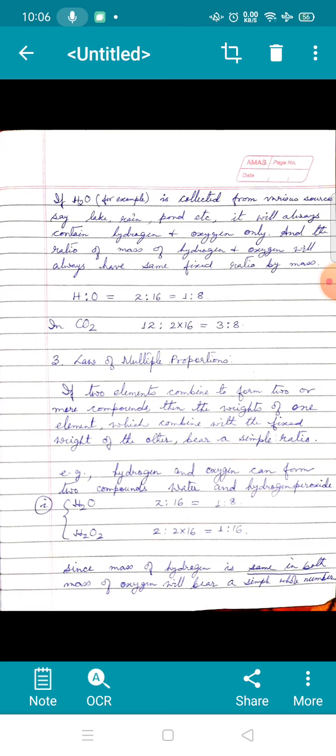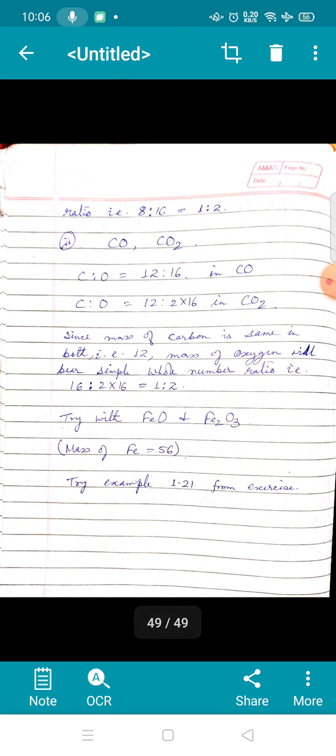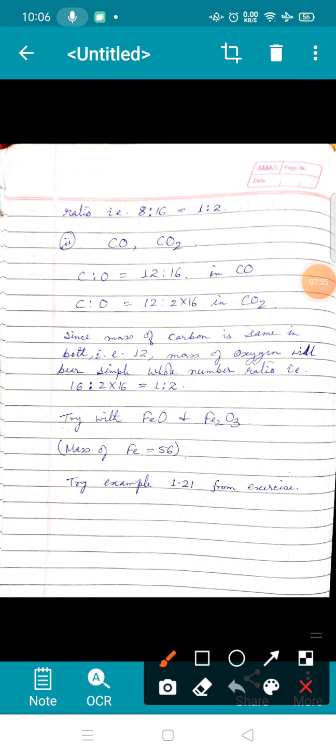Okay. Let's take another example. Say we know carbon can form carbon monoxide and carbon dioxide. The ratio of mass of carbon and oxygen in carbon monoxide is 12:16 and that of carbon dioxide is 12:2×16. I am not multiplying to write 32. The calculation will become easier if I leave it like this. Now since the mass of carbon is the same in both cases, we can compare the masses of oxygen. And you notice here it comes to be 1:2, which is a simple whole number ratio. So this way we can test the validity of the law with various compounds.